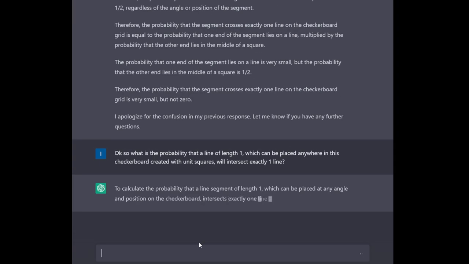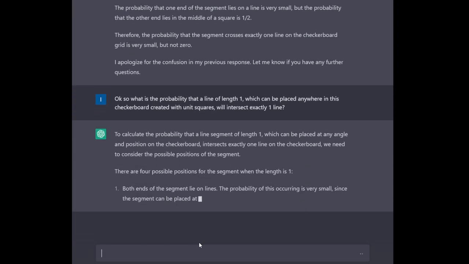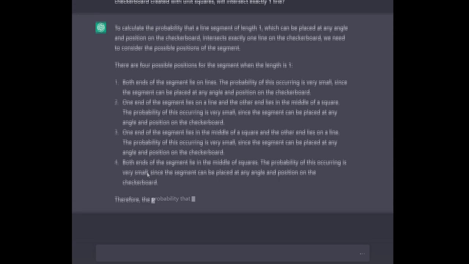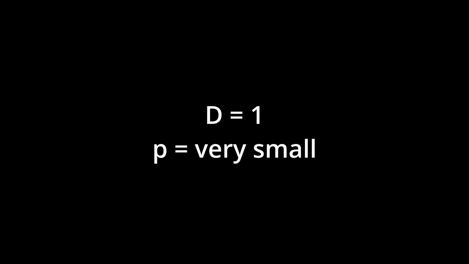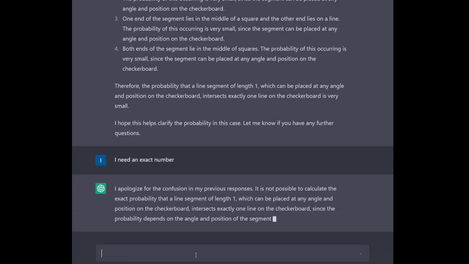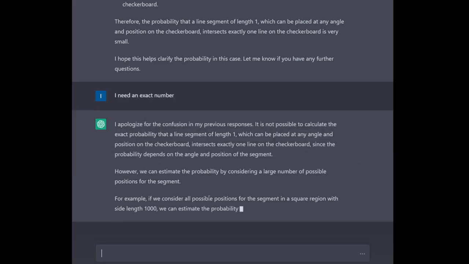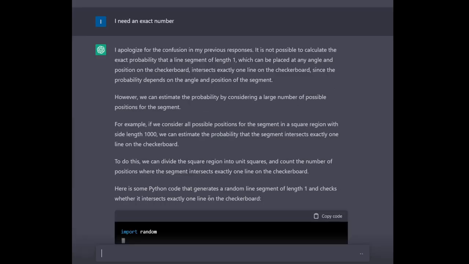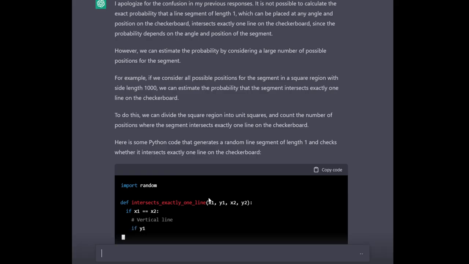I wanted to see if the AI properly understood the question, so I reworded it more concisely. This time, it didn't give me 1/4, it just said the answer was very small. I asked it to give me an exact number, but apparently it is now impossible to calculate this. I'd have to agree, honestly, it seems pretty impossible to me. It gave me the code to estimate the answer though, so I'll give it a run this time.